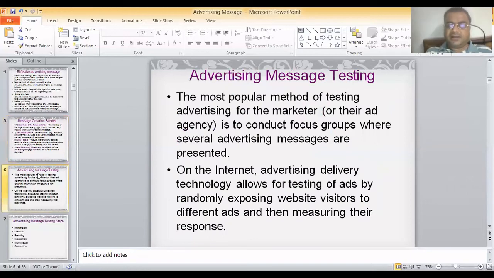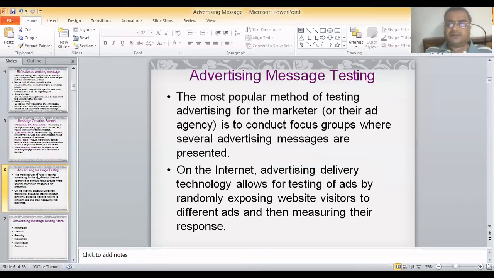Now the next part is the advertising message testing. Since advertising message testing is a very long topic, I'll try to start this, and let's discuss this for a while. We'll see what advertising message testing is and how it is done and other aspects, but we'll do it in two parts.